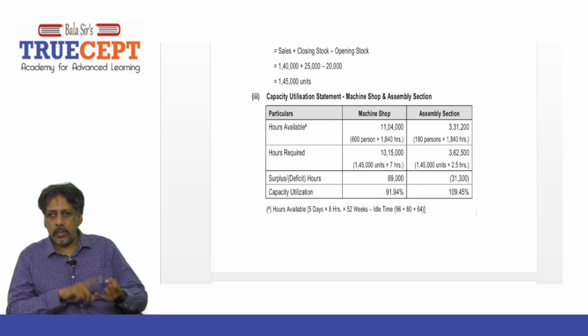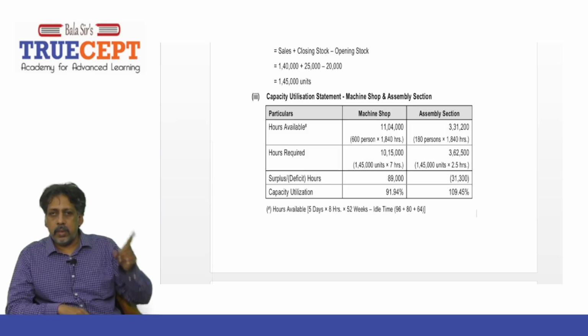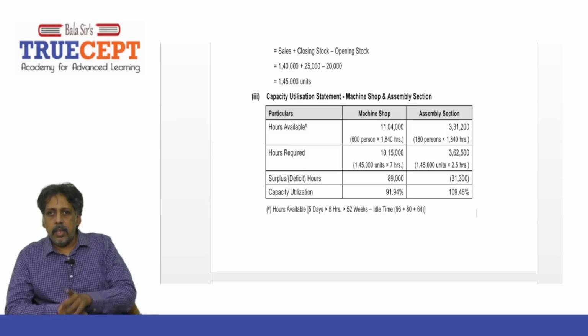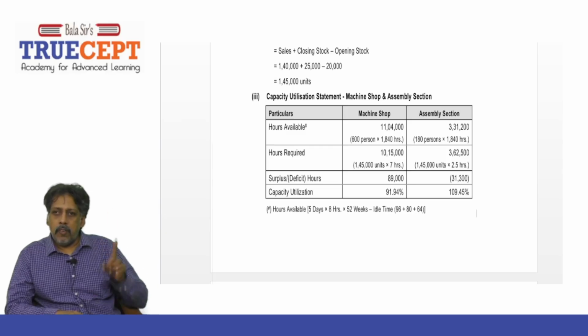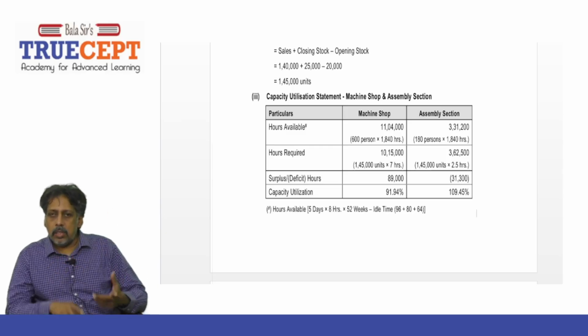Example, CA students. So it is 8 hours a day into 5 days a week and that into 52, you'll find 2080 hours. But from this subtract the hours that are lost, 96, 80 and 60, due to holidays, then taking leave, and then idle time. All these are subtracted. You are left with 1840 hours.